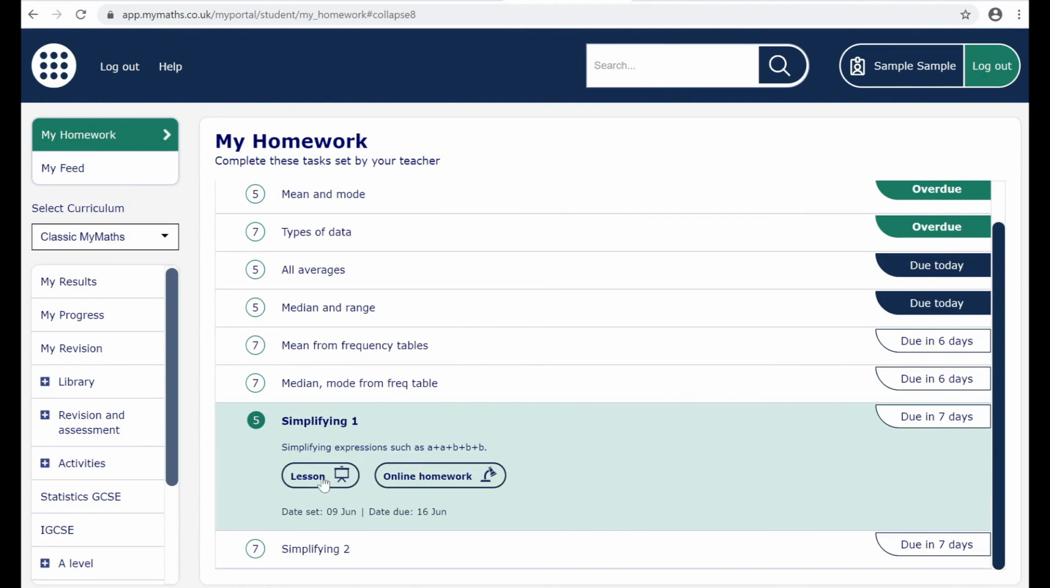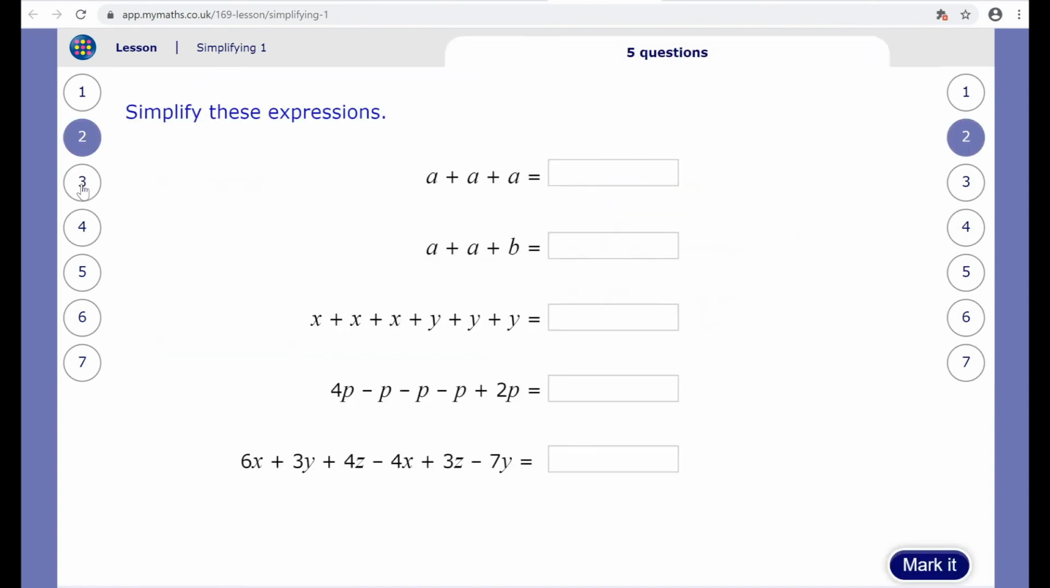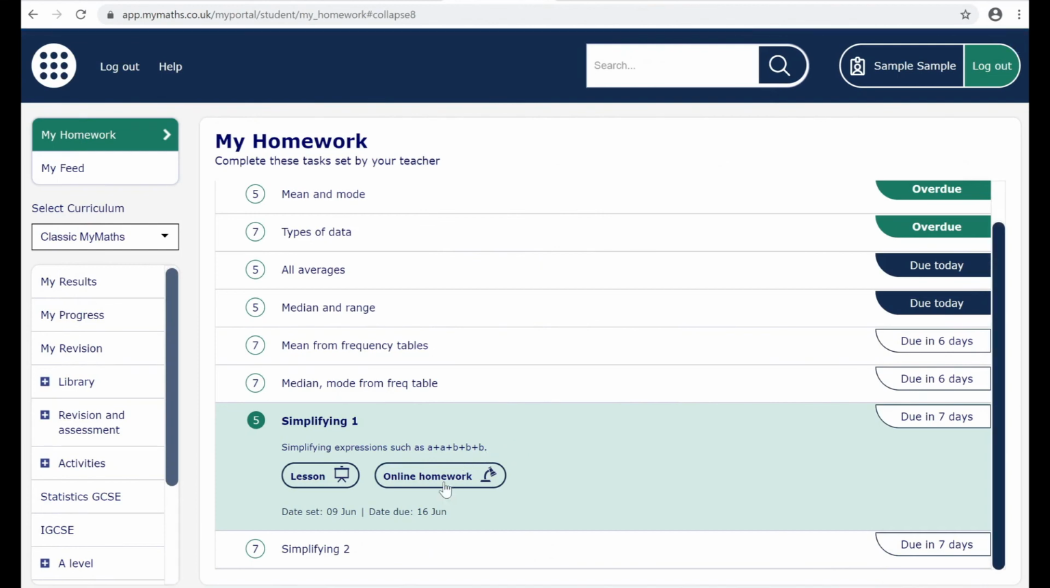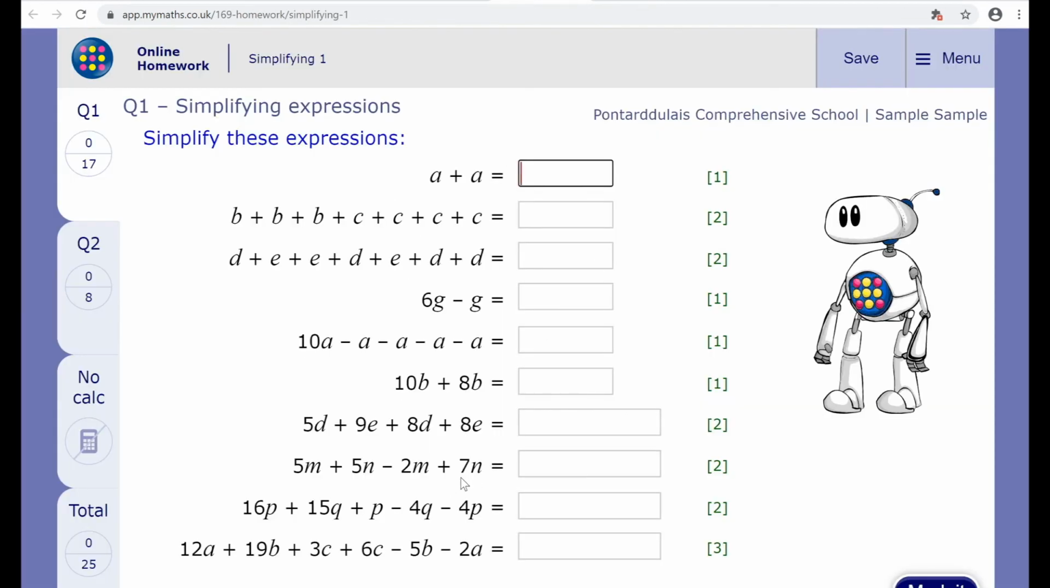So if you want to go through the lesson to have some interactive exercises that mark for you, so for example here you'd write down the answer of 3a, working through it and it'll mark it straight away for you. So to practice, you can go through the lesson, or what I would like you to do is to complete the online homework, because this will be sent to your maths teacher so we can see how you got on with it. Okay, so work through this one here and then mark it, please.